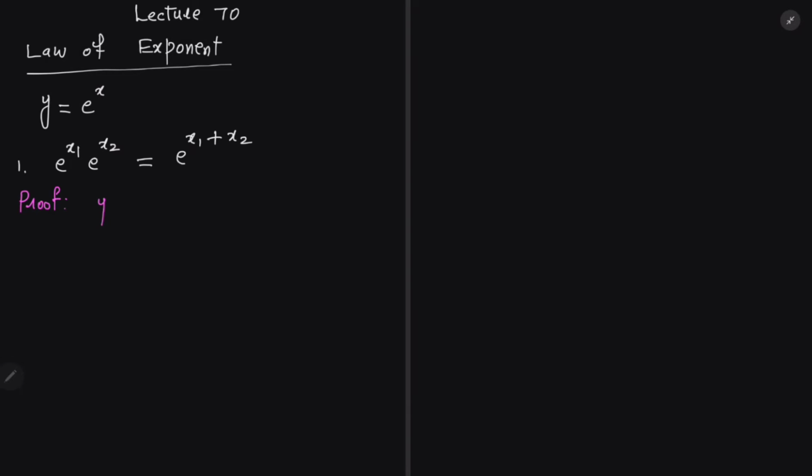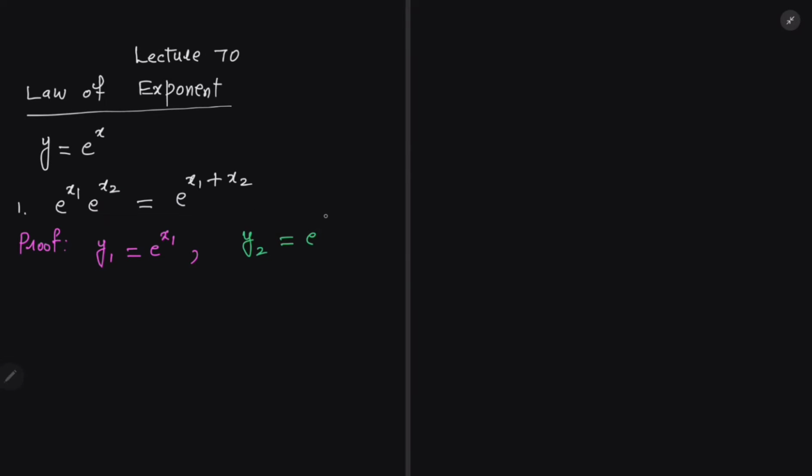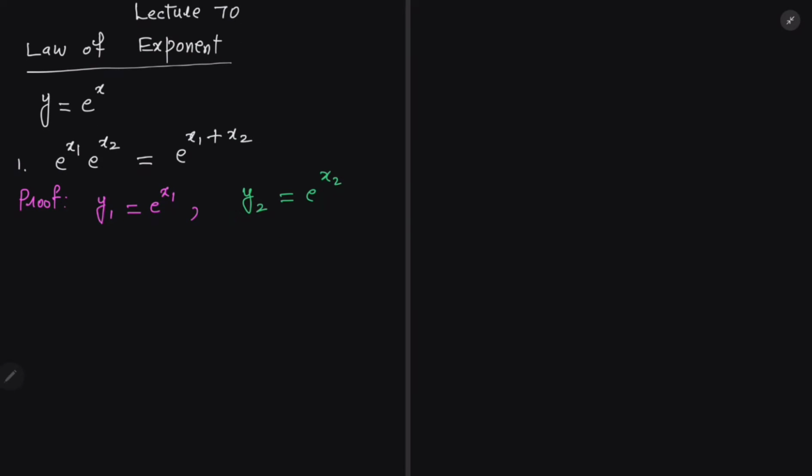Suppose we have y1 is equal to e raised to power x1 and y2 is e raised to power x2. Then x1 becomes x1 is equal to natural log of y1 and x2 is natural log of y2. We can easily find this value by taking log on both sides.